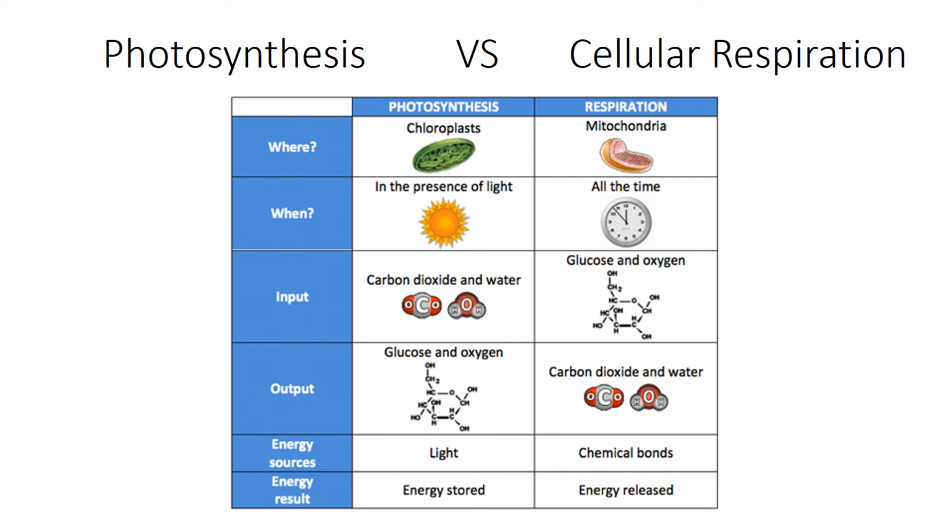Plants get their energy from the light, and all organisms that do cellular respiration get their energy from the chemical bonds stored in molecules like glucose. Glucose has a lot of bonds, and all that energy is stored in those bonds. And then what do we get out? Photosynthesis stores energy in the bonds of glucose, while cellular respiration releases the energy from that glucose into the bonds of ATP, which we use every day.